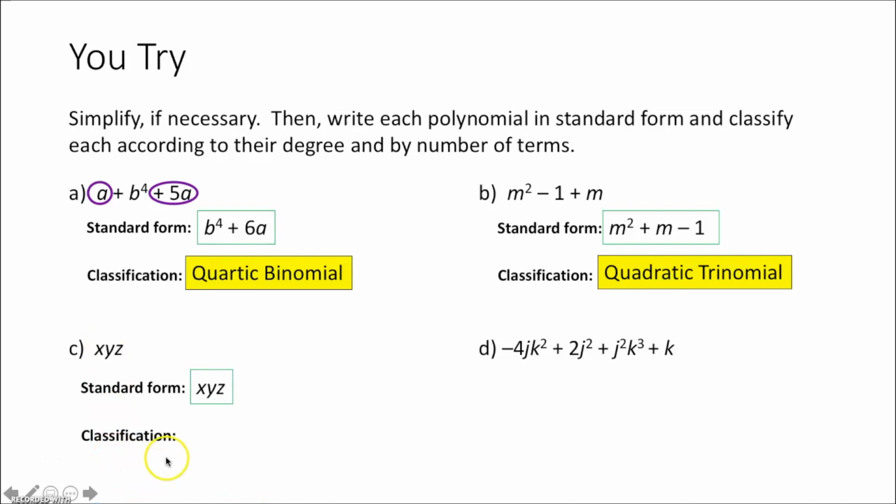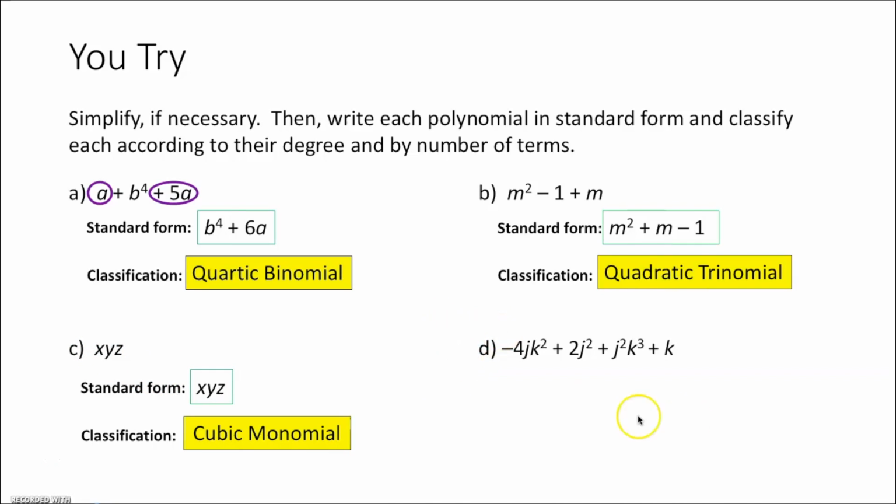Next, we classify. So how do we classify? By degree and number of terms. So what's the degree? You think it'd be 1, but since we have x to the first, y to the first, and z to the first all in 1 term, that's technically degree 3. So this is a cubic, and there's only 1 term, so it's a monomial.